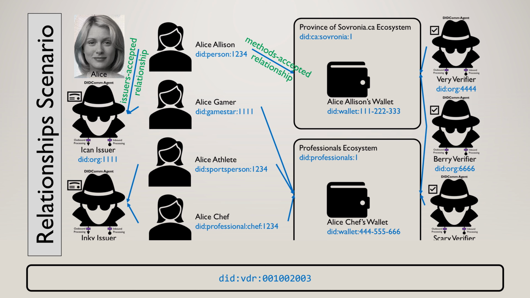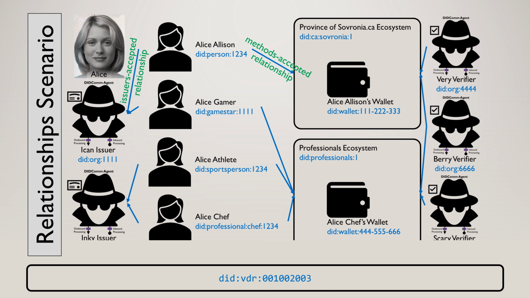If we go back to the far left, we see we've got a couple of issuers. There's ICANN issuer and INCI issuer. ICANN issuer can issue DIDs for did:person, and ICANN issuer can issue DIDs for did:gamestar. INCI issuer at the very bottom can issue DIDs for the did:sportsperson method space, as well as the did:professional method space.